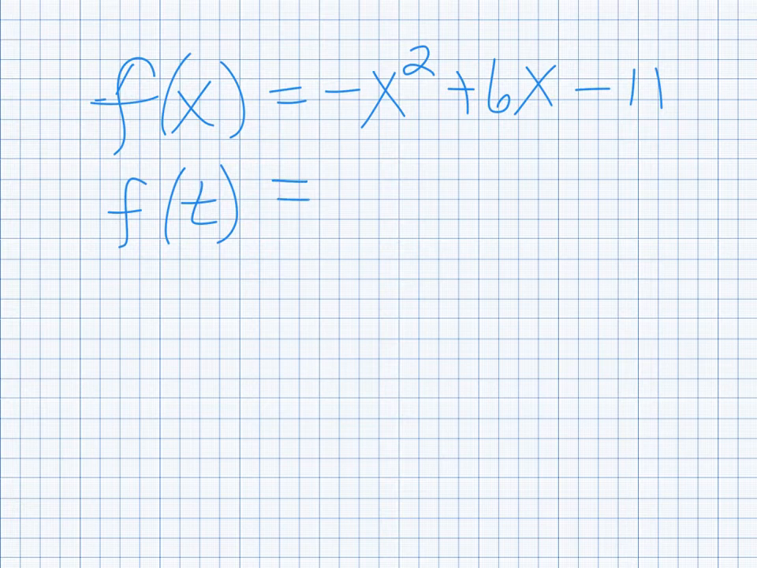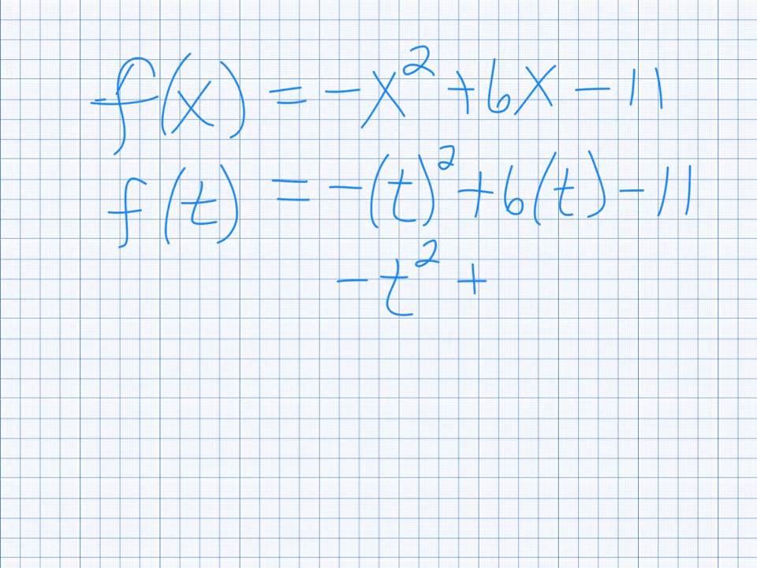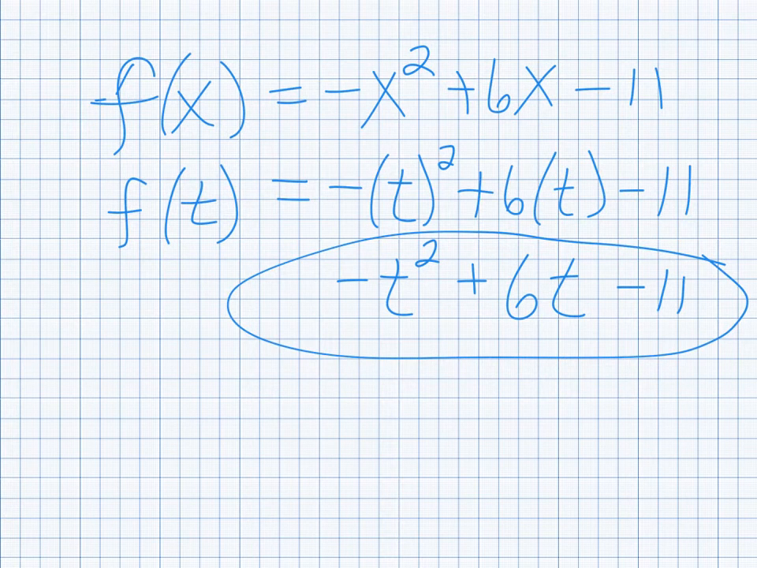So I'm going to do the same steps. I'm just going to substitute t for x. So negative x squared, that's negative t squared, plus 6 times t minus 11. T squared, that's t squared. The opposite of that is negative t squared. Plus 6t is just 6 times t minus 11. And that's my answer. And that's as far as we can go there.